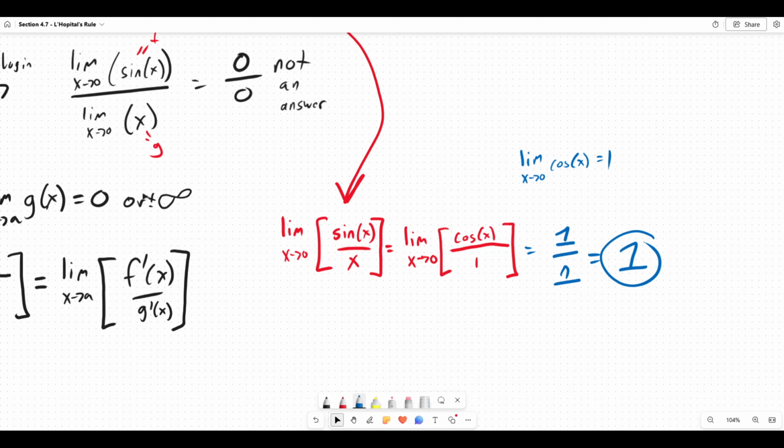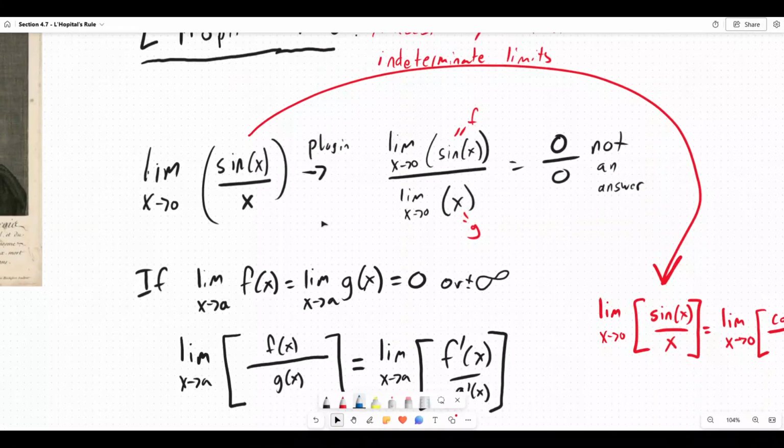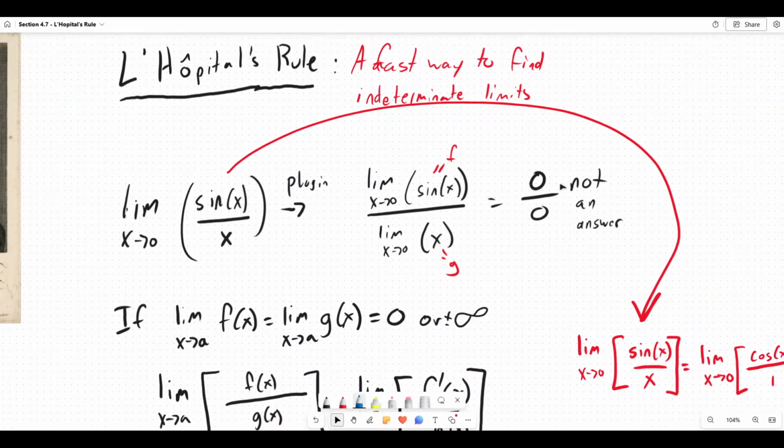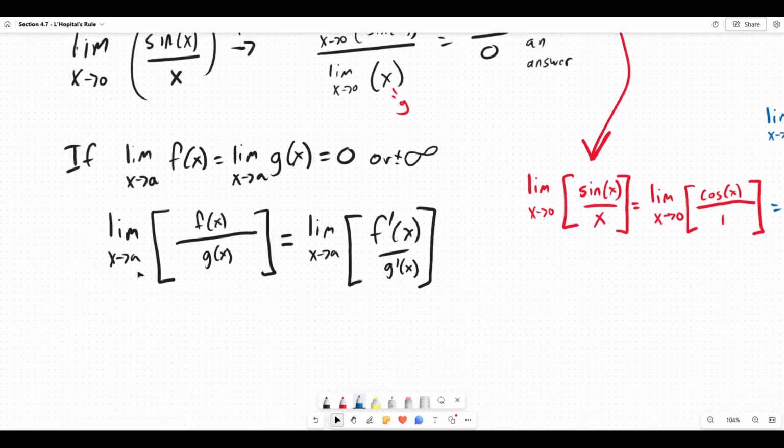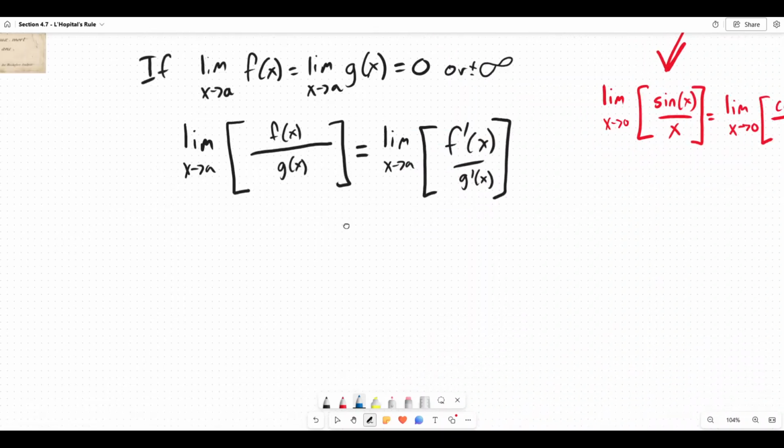So what L'Hôpital's rule is going to allow us to do is anytime you get one of these indeterminate forms, 0 over 0, infinity over infinity, instead of trying to plug that value into the functions, you plug it into the derivatives, and hopefully that's something that's going to be a little bit easier.